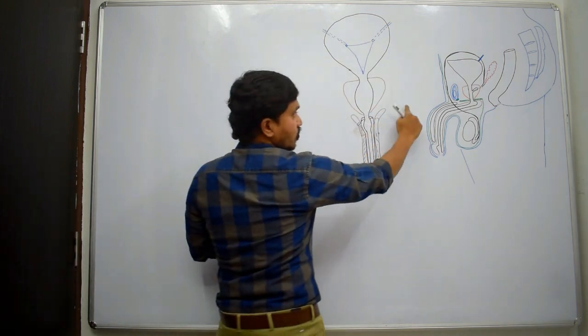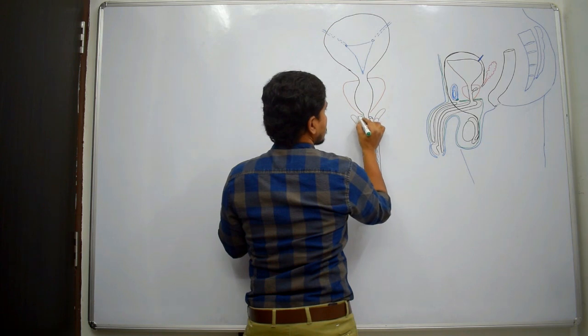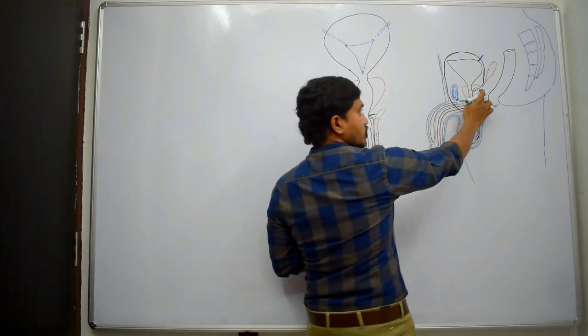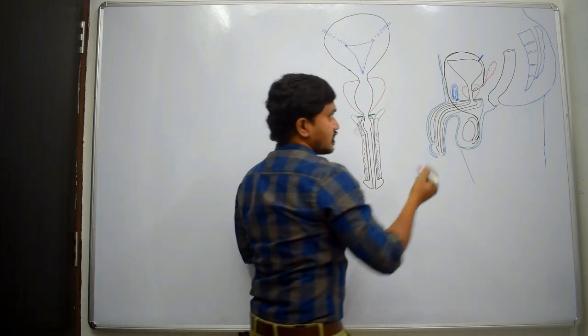Here we have to draw one membrane. What is this membrane? Perineal membrane. So this is perineal membrane. Above the perineal membrane, there will be bulbourethral glands. Is it or not? Here also there will be bulbourethral glands. Let me draw bulbourethral glands here.